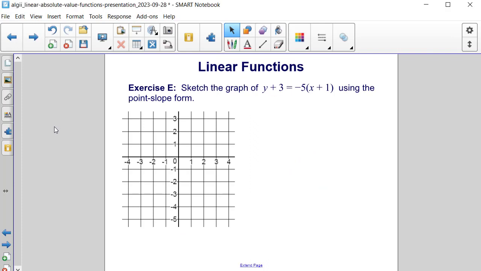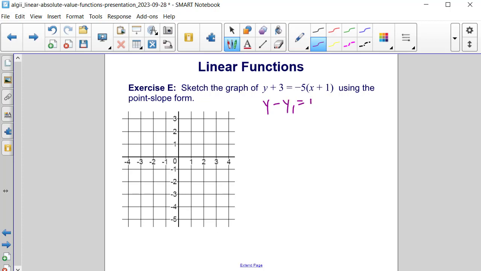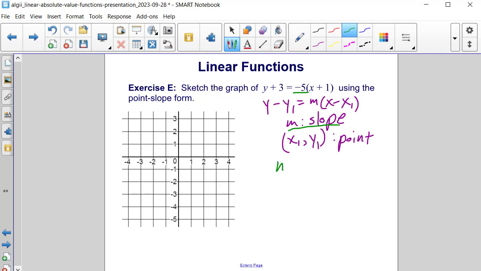Here's another exercise. Sketch the graph of the equation y plus 3 equals -5 times the quantity of x plus 1 using point-slope form. Well, we know that point-slope form is y minus y1, which is equal to m times the quantity of x minus x1, where m represents our slope and x1, y1 represents our point. So we know right away that our slope is -5.